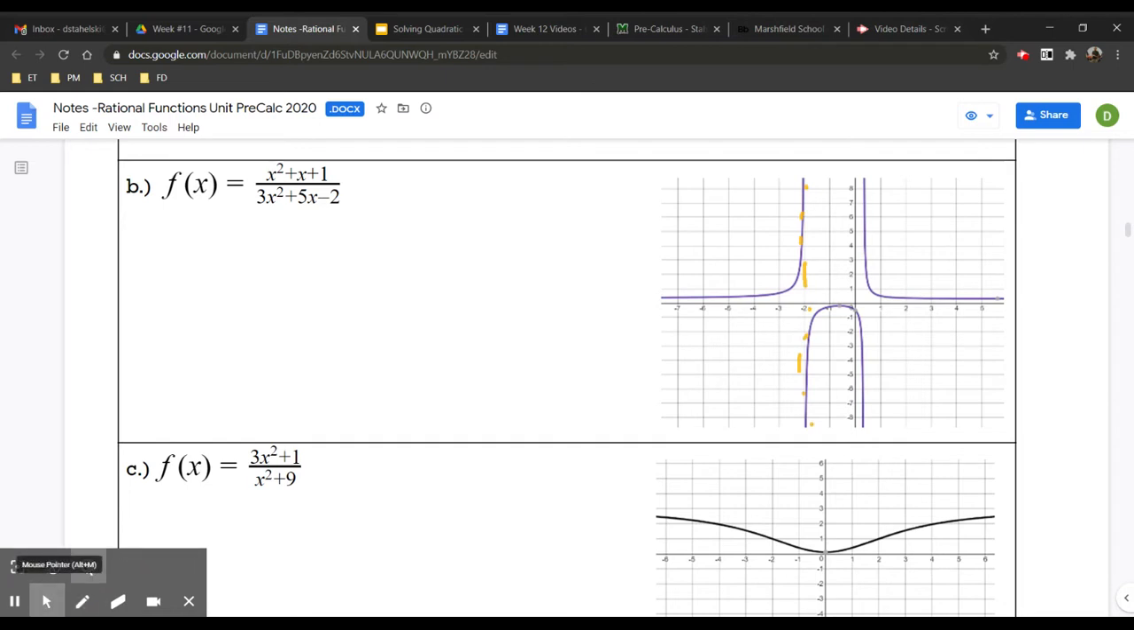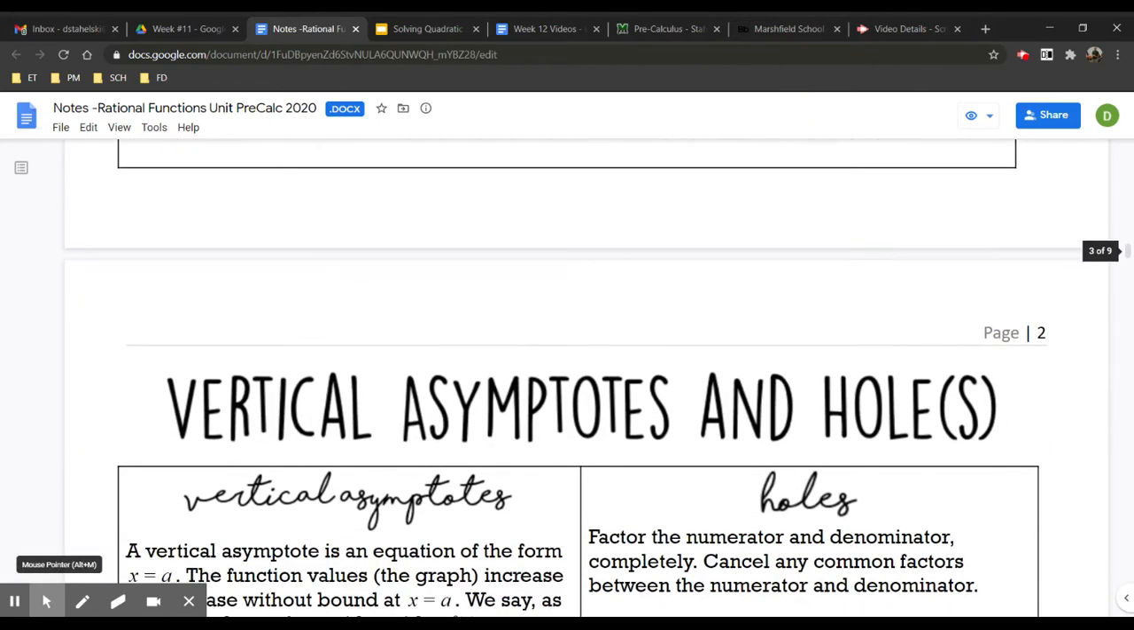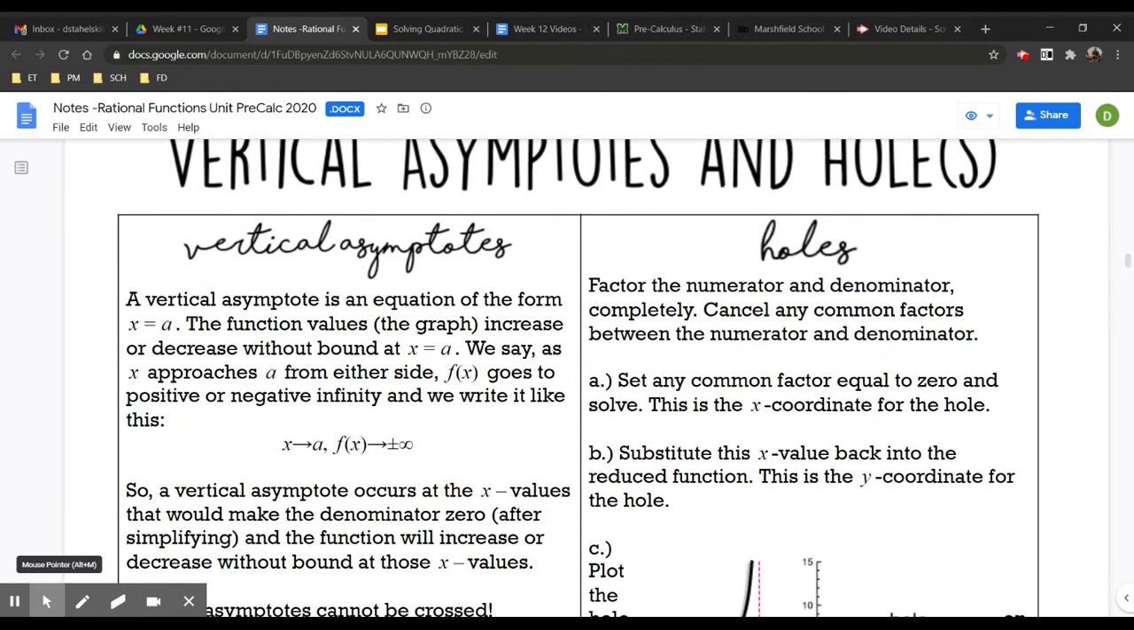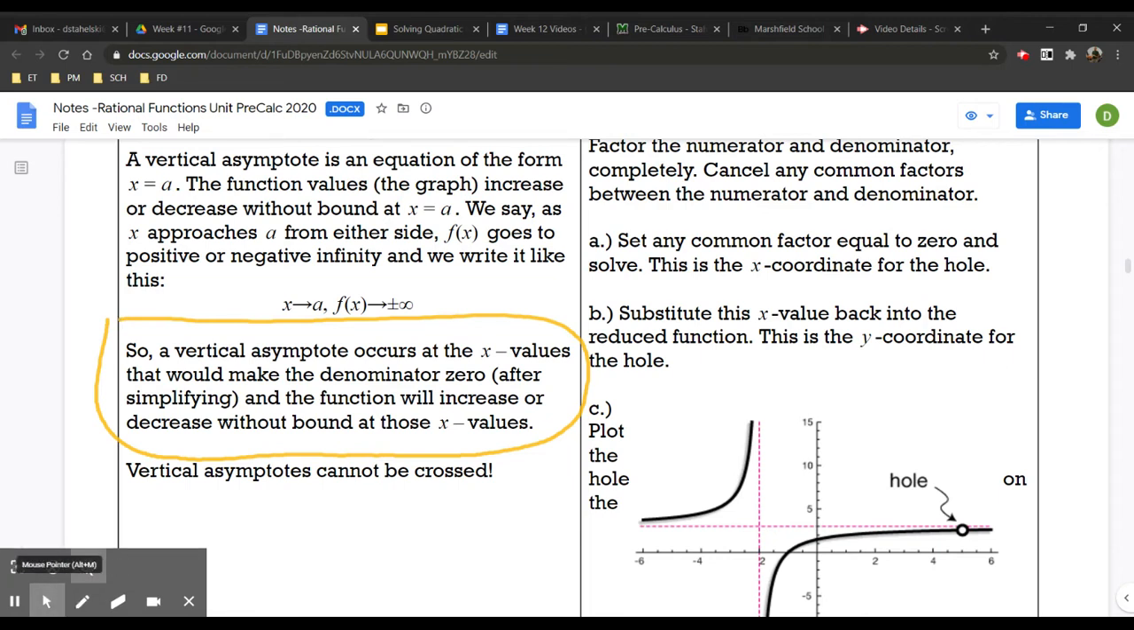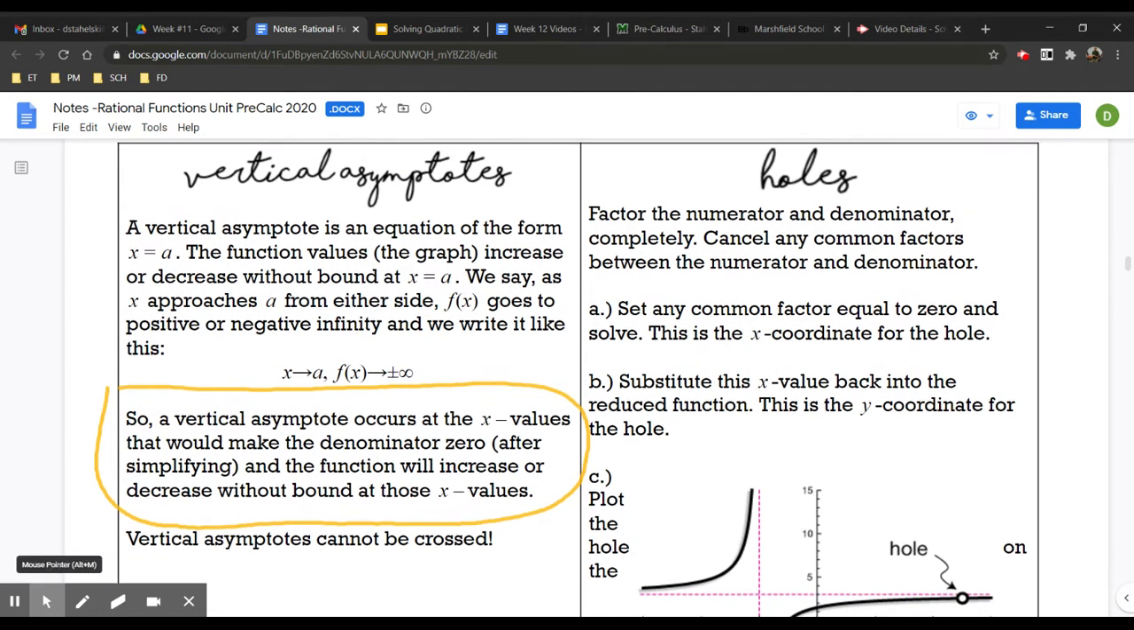So as an example for b, vertical asymptotes would be x equals -2 and x equals 1/3. Vertical asymptotes occur where the denominator would be 0 after simplifying. So this paragraph right here is very, very important. It's important that we know that the vertical asymptotes only come after simplifying.